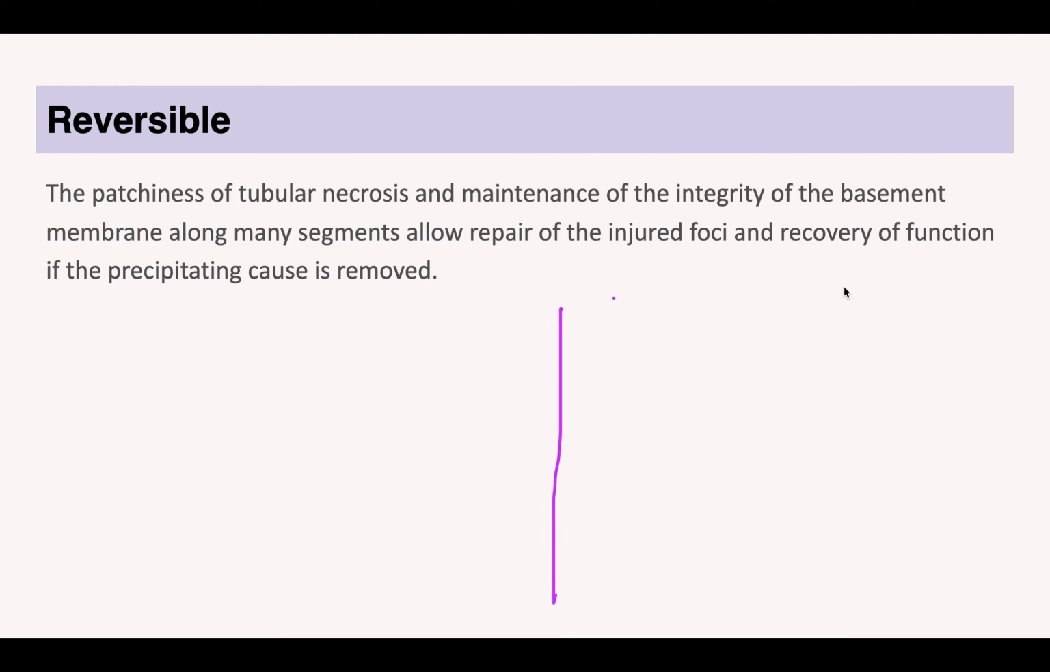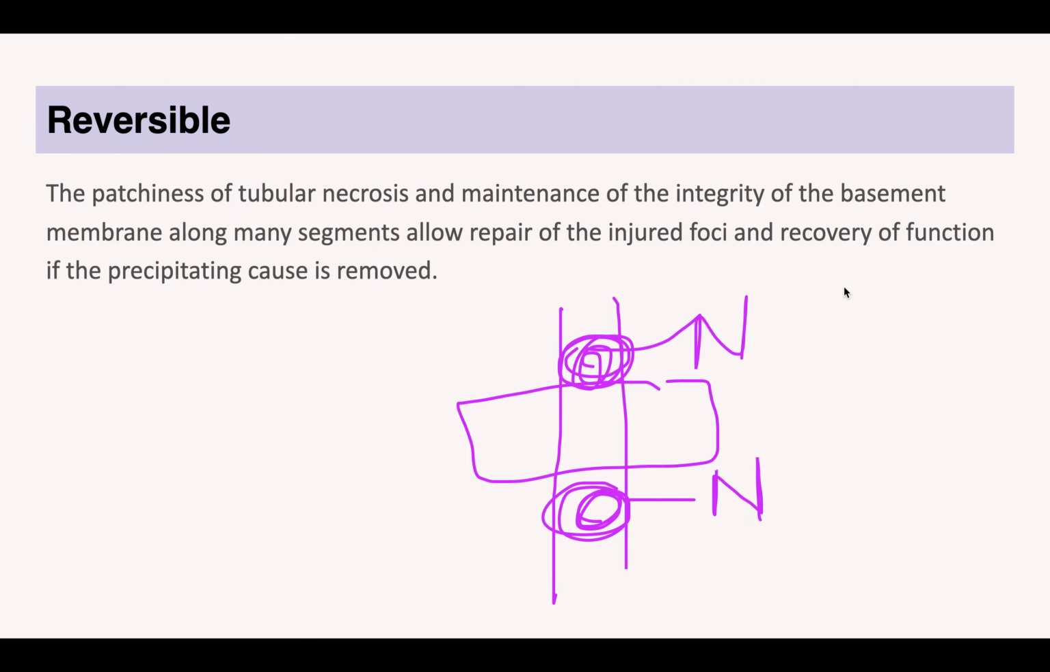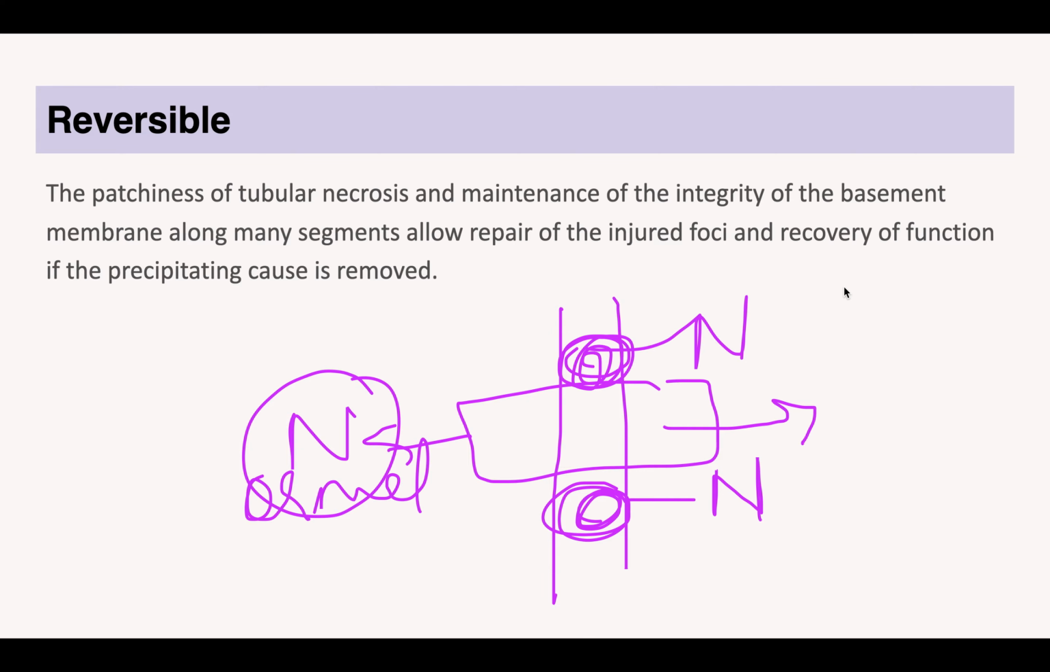Now we are seeing that some part of the kidney tubule is involved. This is necrosis, but this part is normal. What will happen is, whenever the ischemia goes away, whenever the toxin goes away, whenever the patient improves, this normal part will lead to reepithelialization, and this will cause the recovery in the person. So ATN is a reversible process.